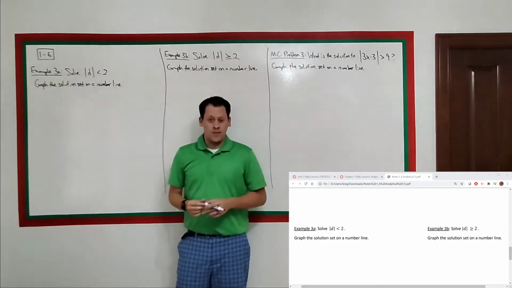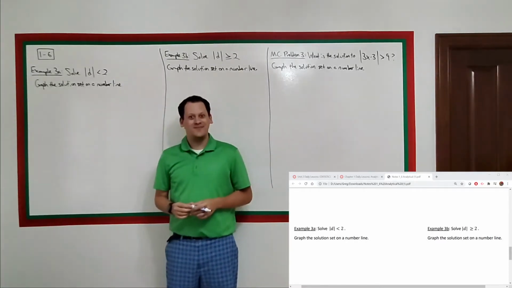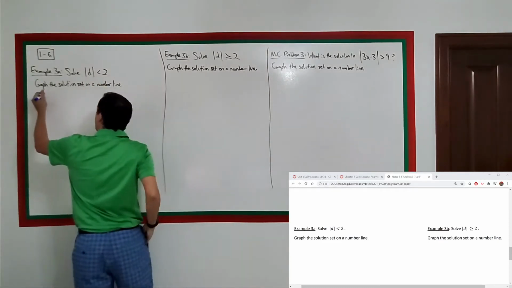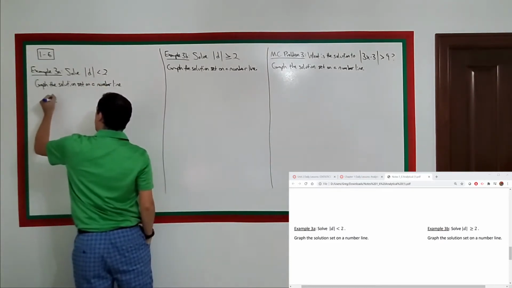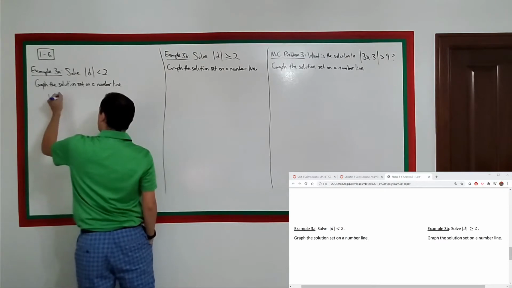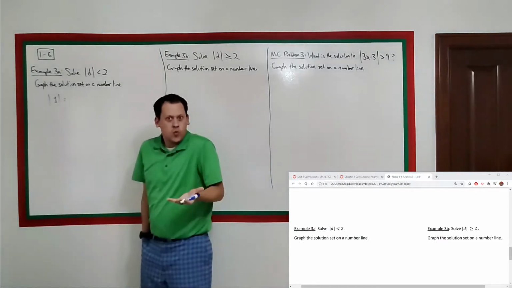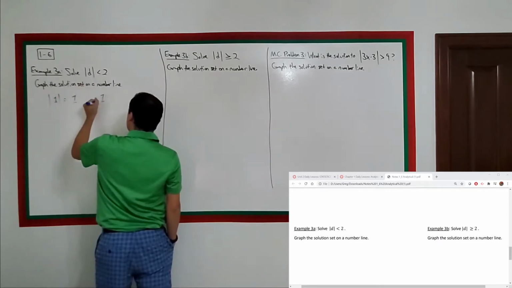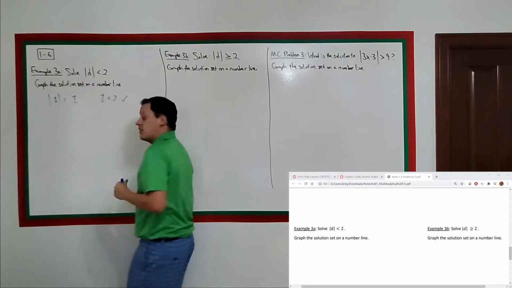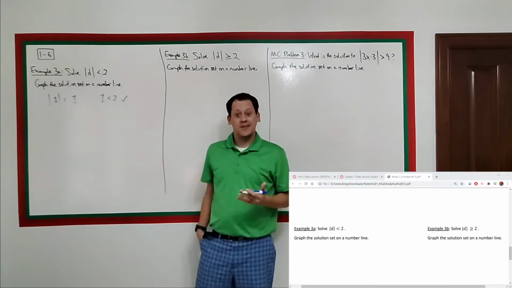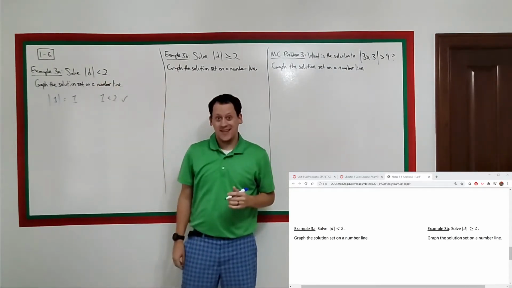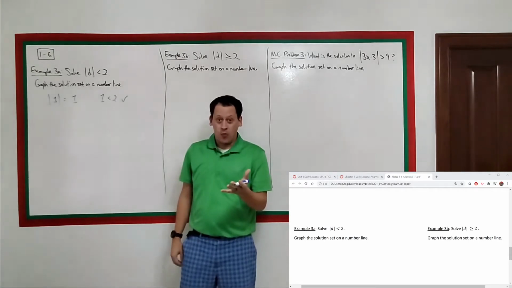I can think of one. 1. If we plug in 1 for D here, we would have the absolute value of 1, which is just 1, right? And 1 is less than 2. So if we plug in the number 1, this is true. So the number 1 is one of the solutions. Turns out there are a lot more, though.